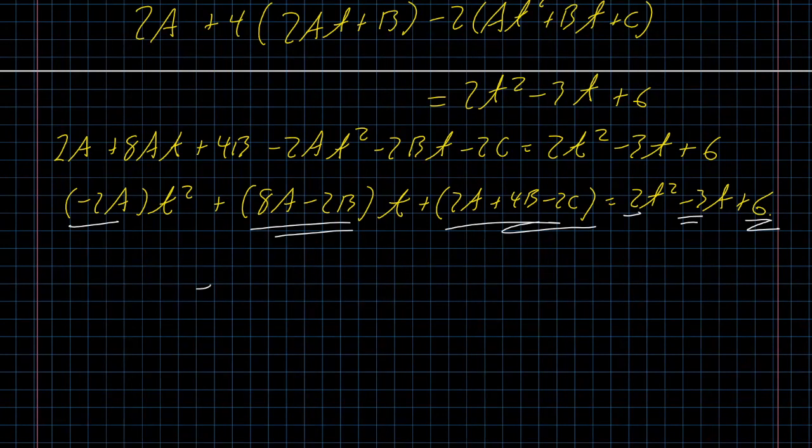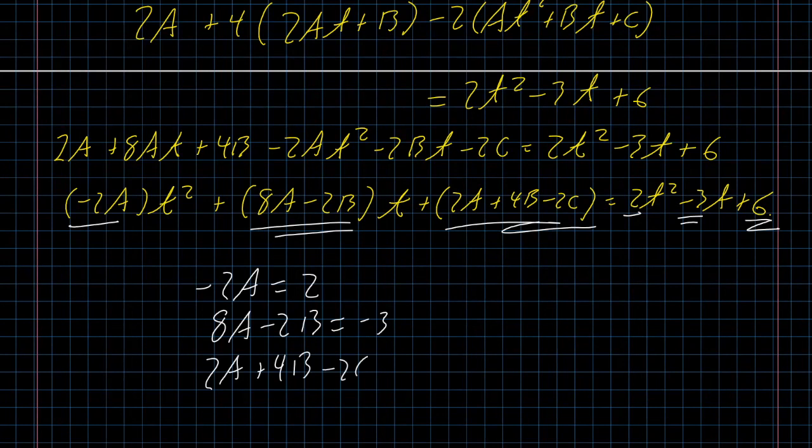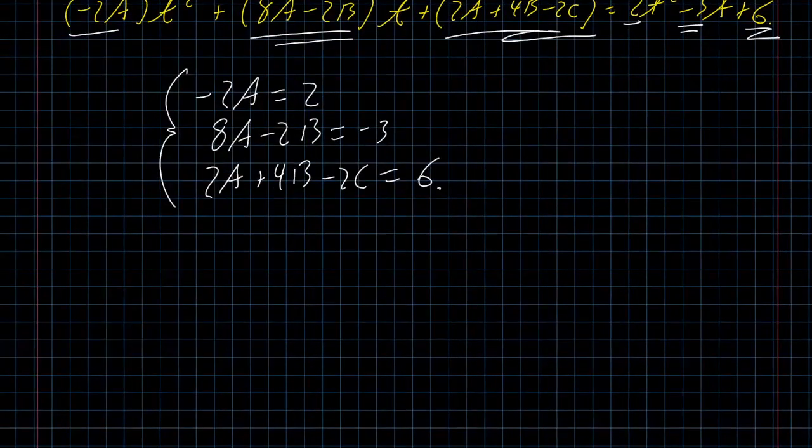So in this case, that means that negative 2a is equal to 2, and that 8a minus 2b is equal to negative 3, and that 2a plus 4b minus 2c is equal to 6. That's a system of 3 linear equations in 3 unknowns. Right. As solving systems of equations goes, this one is actually pretty straightforward. This system is in what we call triangular form.